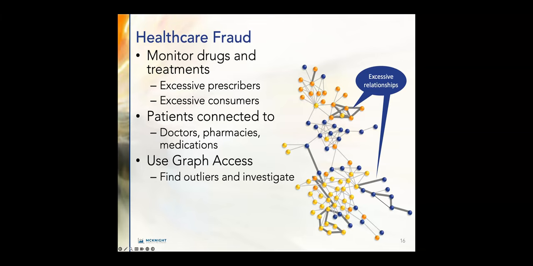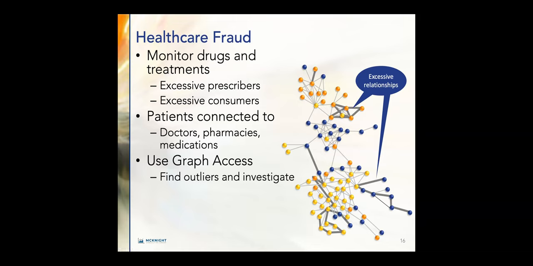Now, healthcare fraud, one I've had the pleasure to be involved in one of the implementations for with graph. It's actually quite exciting. Now, there's a lot of different types of nodes on one of these graphs. They're not homogeneous at all, very disparate. So you've got your drugs and treatments, you have prescribers and consumers, doctors, pharmacies, medications, and so on. And so what we see here is an example of, you see the lines between the nodes, and some of them are thicker than others. And it's called out here as excessive relationships. Yes, too much merits further investigation.